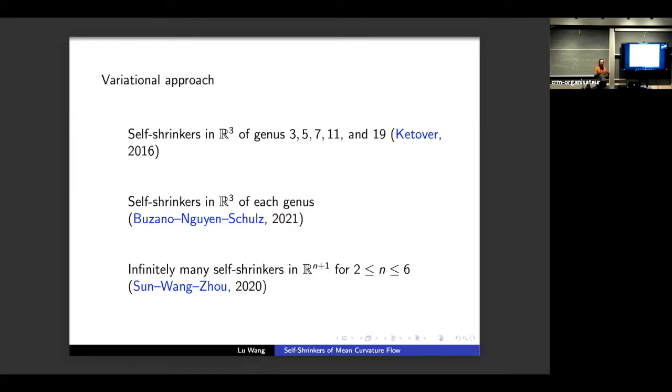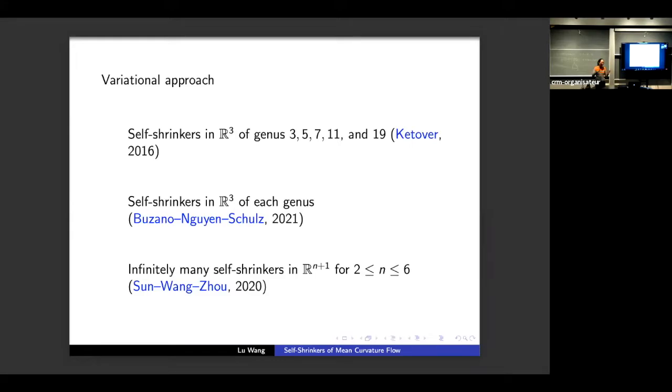So it's a critical point of some functional. So then one can try to use a variational approach. A naive approach is to try some minimizing procedure in a certain homological class or homotopy class. It doesn't work because, by a result of Colding–Minicozzi, none of these self-shrinkers are stable.